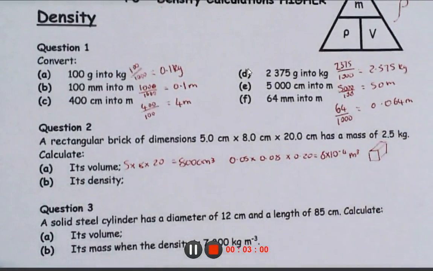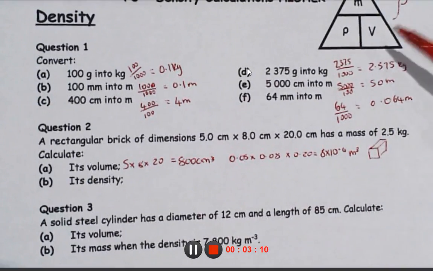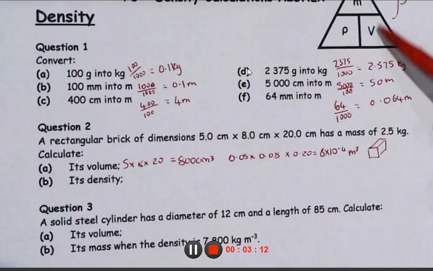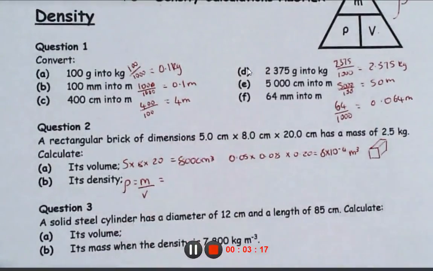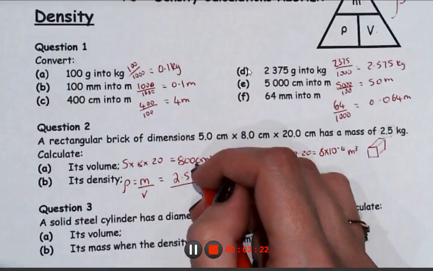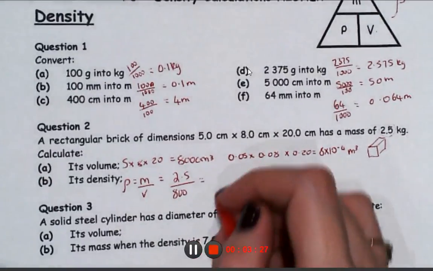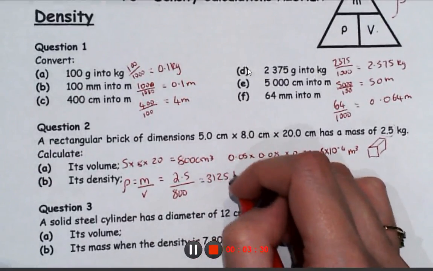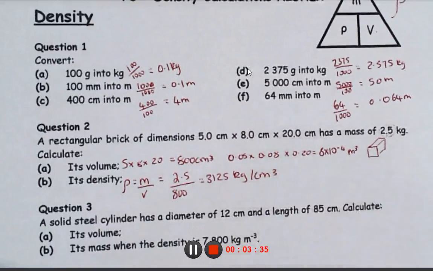Now, as a physicist, I would always put things into metres cubed and kilograms, but you just need to check what unit the question wants, and this one doesn't tell us, so I'm going to do both. Okay, density, if we go to our triangle, is mass divided by volume. Okay, so the mass is 2.5 and it's in kilograms. If we divide it by this, 800, we get 3125, and the unit of that would be kilograms per centimetre cubed.